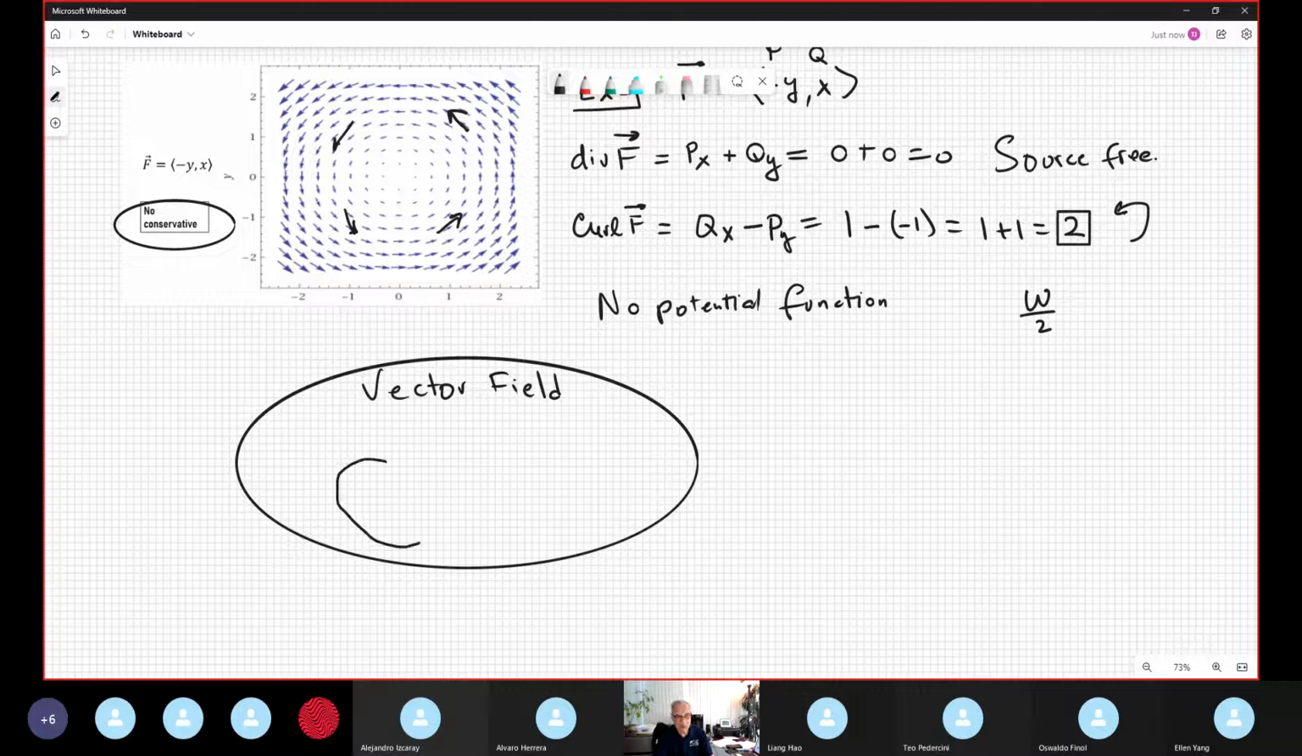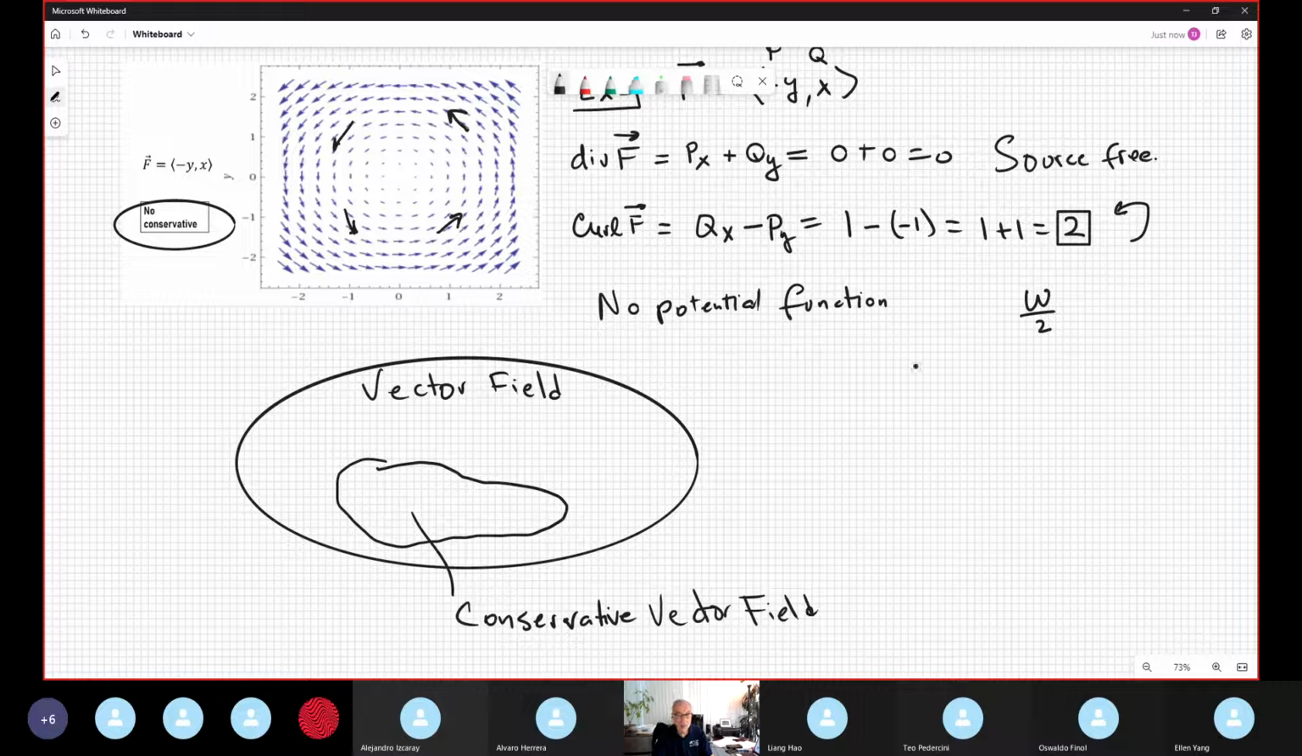However, one special subset of the vector field is conservative. Inside this special vector field, we can compute the potential function. Outside, no. So this example here, it's a vector field, cool, but the potential function does not exist because it's not conservative. Cool? Do you understand the idea a little bit?